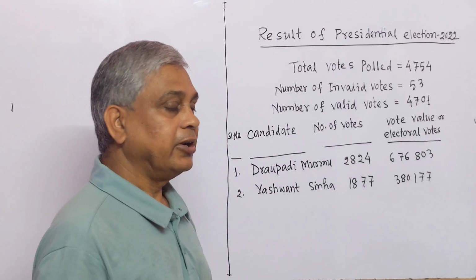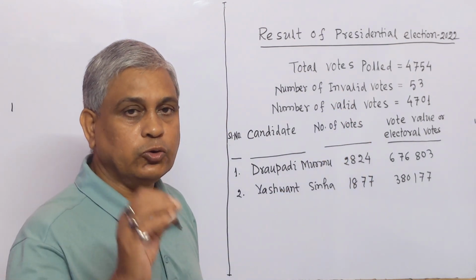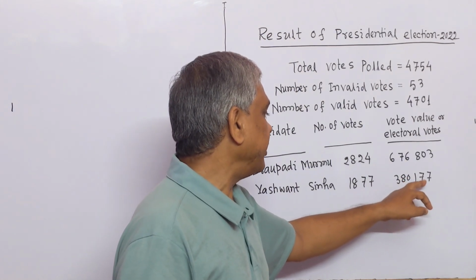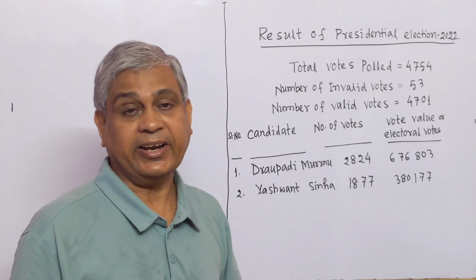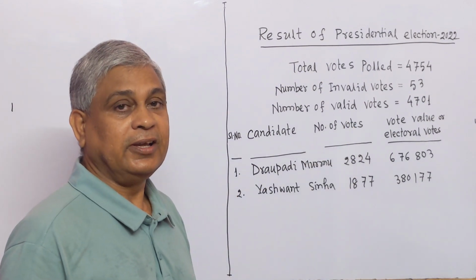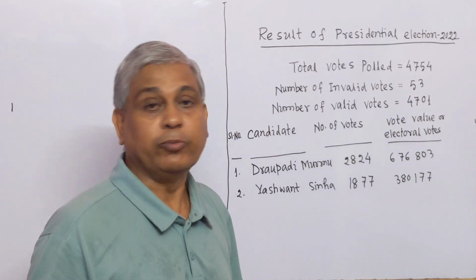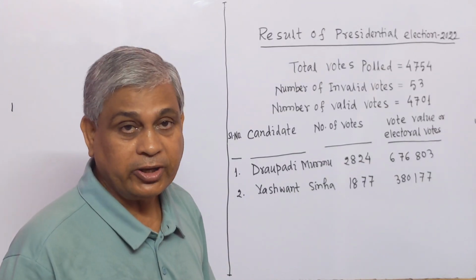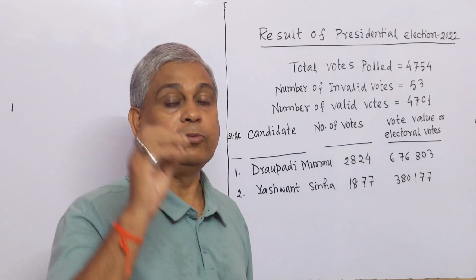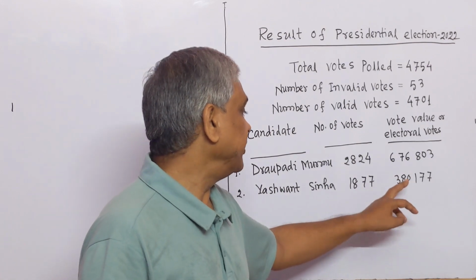Jaswant Sinha got 1,877 votes, whose vote value is 3,80,177. Now the question is that this column is number of votes and this column is vote values or electoral votes. What is the relation between number of votes and vote value or electoral votes? Today, I will explain the cause behind this.